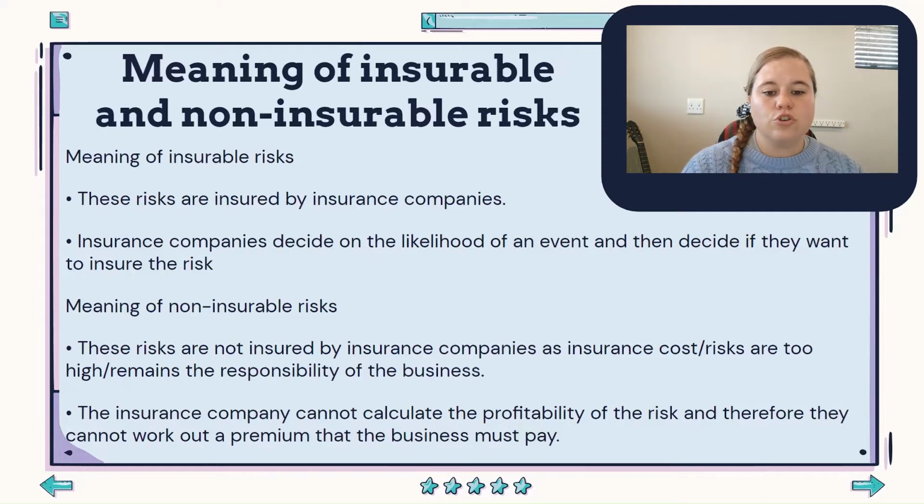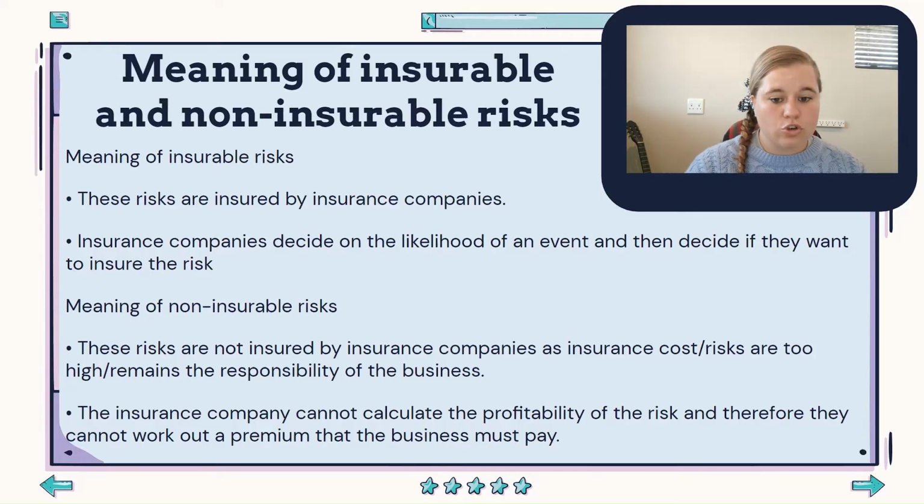Meaning of insurable and non-insurable risks. Insurable risks, meaning these risks are insured by insurance companies. Insurance companies decide on the likelihood of an event and then decide if they want to insure the risk.